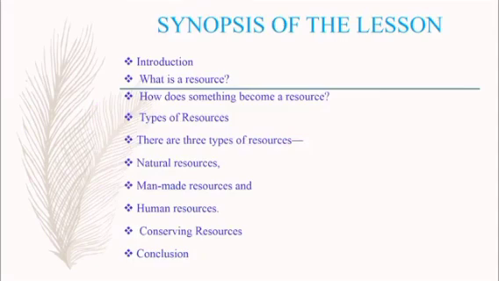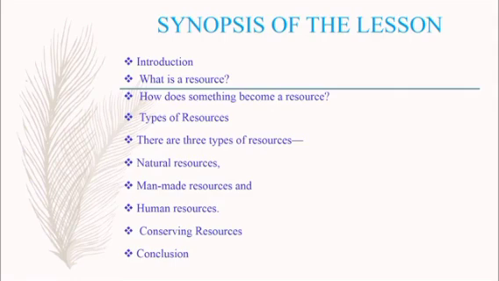Synopsis of the lesson. In this lesson, we are going to see the following topics. The first one is introduction. Next, what is a resource? How does something become a resource? Then we have types of resources. There are three types of resources: natural resources, man-made resources and human resources. Then we have conserving resources.